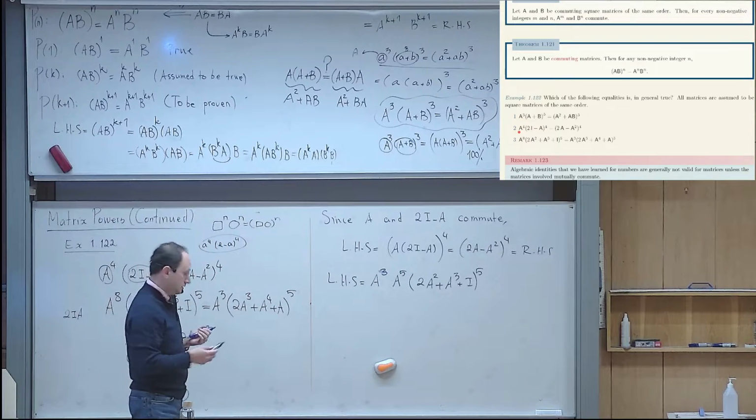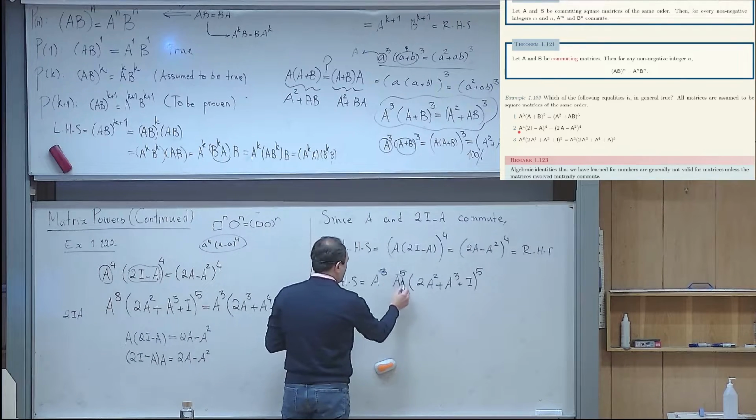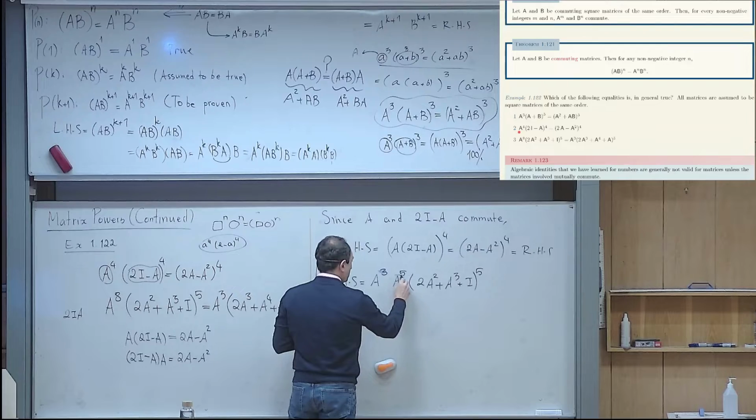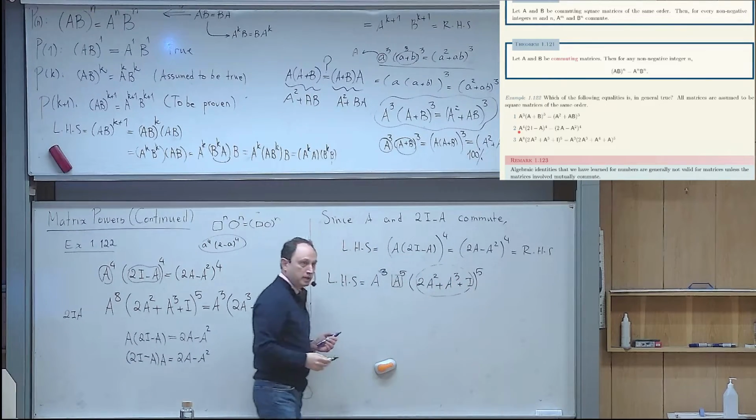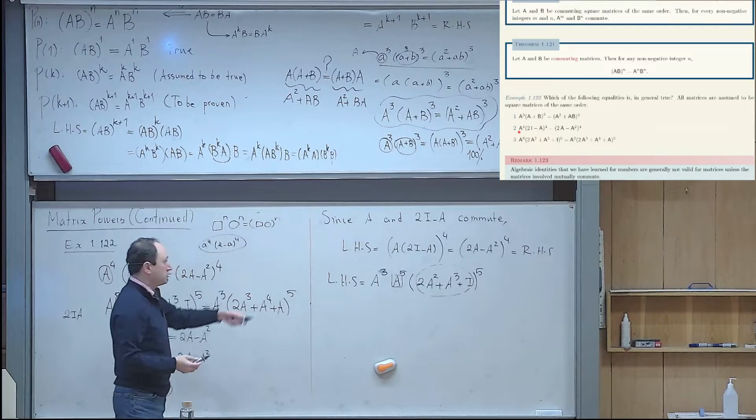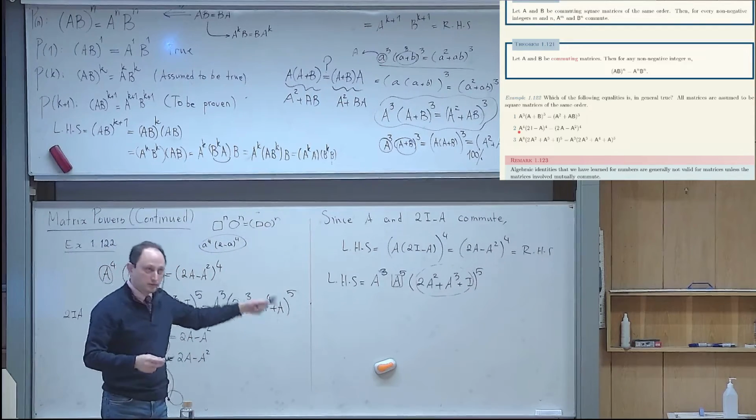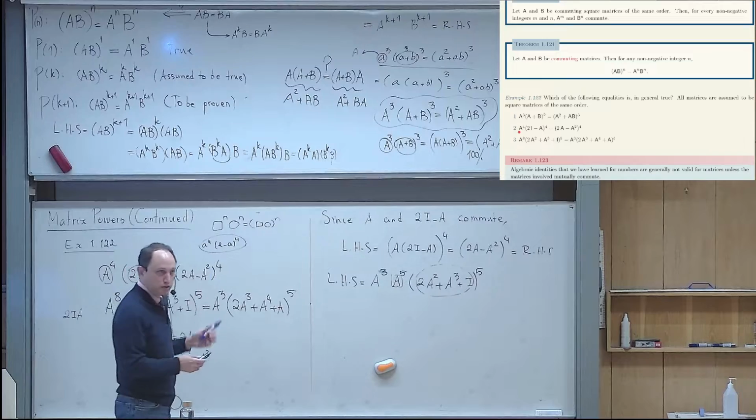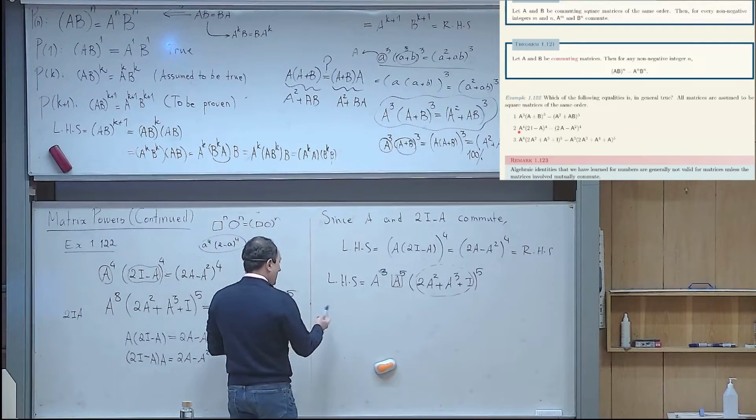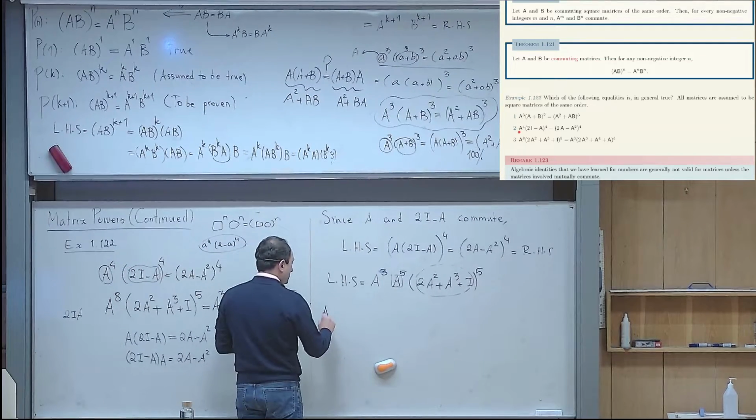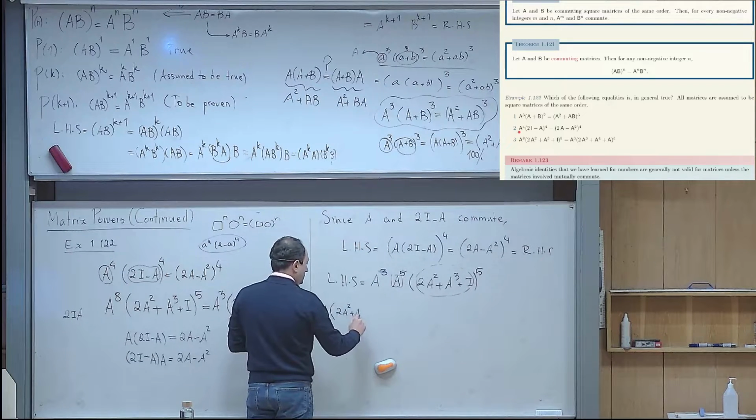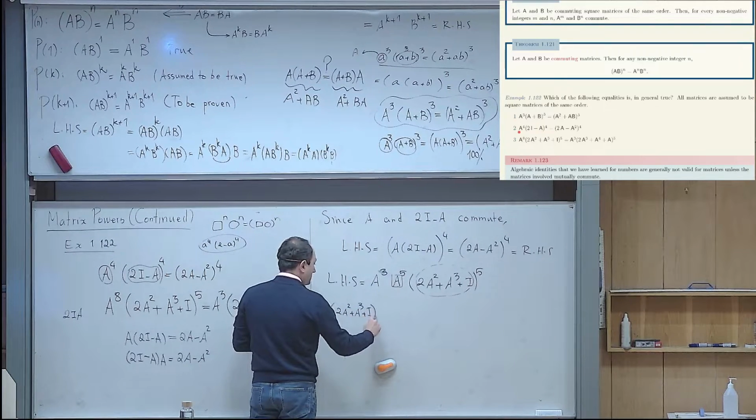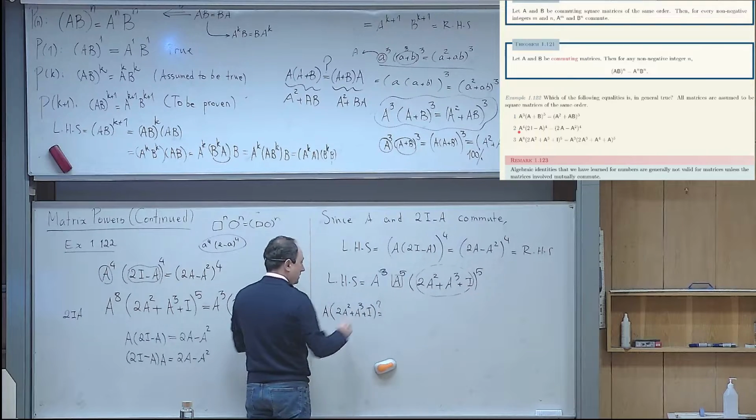It's A. Yes, 2A. A is playing, for example, the role of the box, and this one is playing the role of the circle. So you want to use this idea, but then you have to stop and convince yourself that you really can use this. How? By asking yourself, is it true that A times this involved matrix, 2A squared, this and that, is it really equal to the other way around?